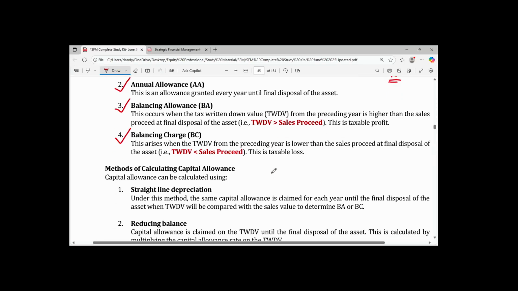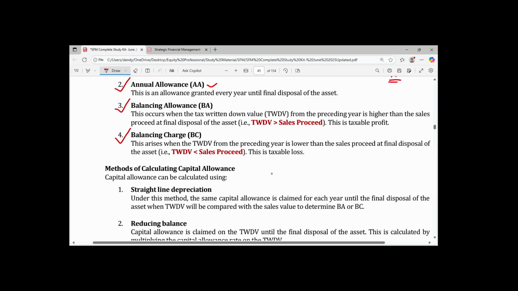Then the third one is balancing allowance. The balancing allowance will arise when the tax written down value from the preceding year is higher than the sales proceed. I repeat, balancing allowance will arise when the tax written down value from the preceding year is greater or higher than the sales proceed.